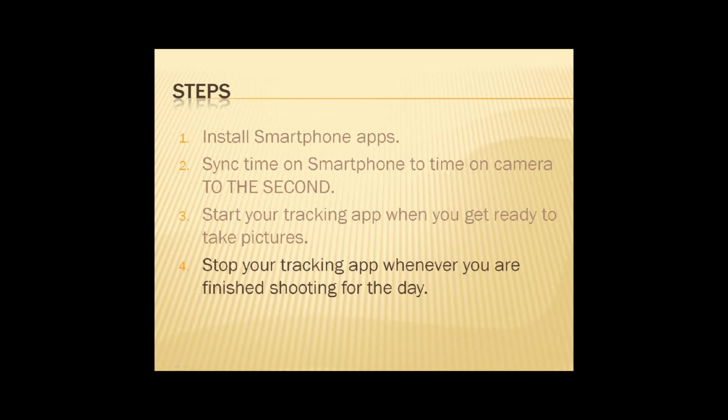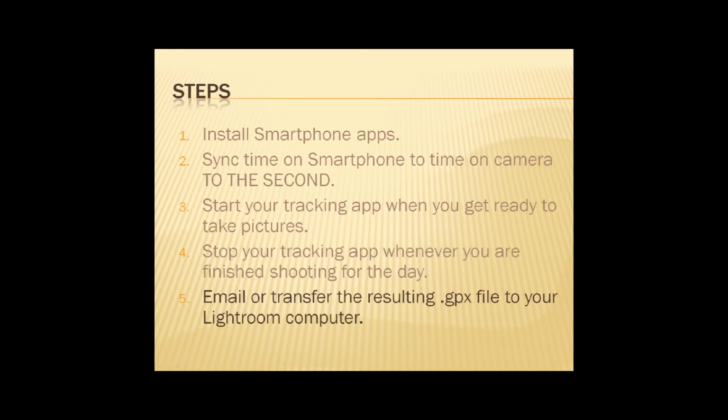At the end of the day, you stop your tracking app, close it down. Make sure that you've given it a title or whatever else you need to do in terms of identifying that particular .gpx file that will be on your phone, and then email it or transfer that file to your Lightroom computer. As I said, AllTrails is the one that I use, and they give you a very easy way to simply email that file to yourself, so it's there waiting for you in your email when you get back to start loading your files into Lightroom.